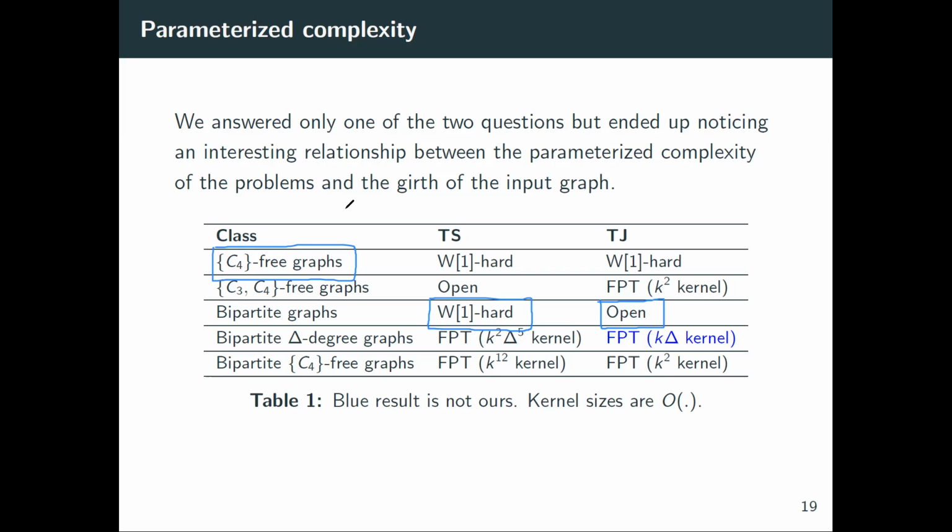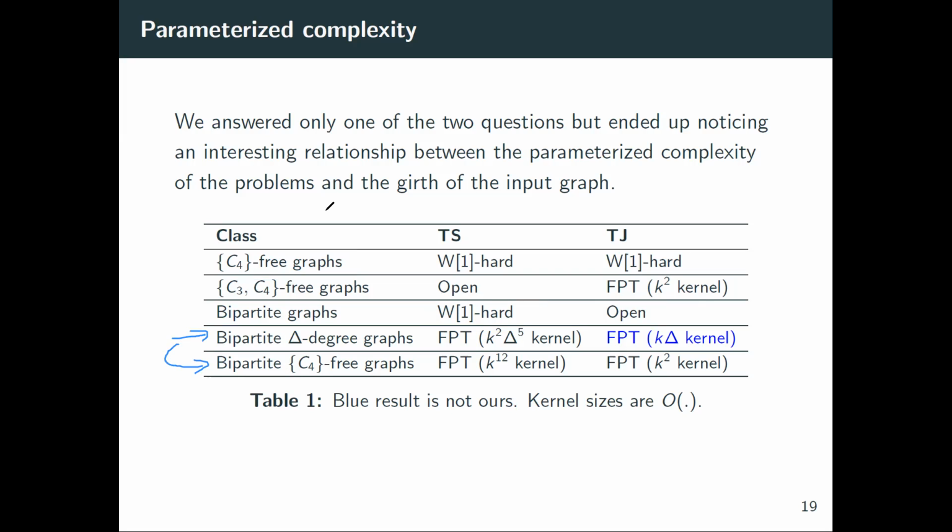Now, if you go to the other side of that, so what if we enforce both bipartiteness as well as C4 freeness? In that case, we were able to show that both problems became FPT. Basically, the bipartite bounded degree graphs result was just a stepping stone to get to the bipartite C4 free graph result.